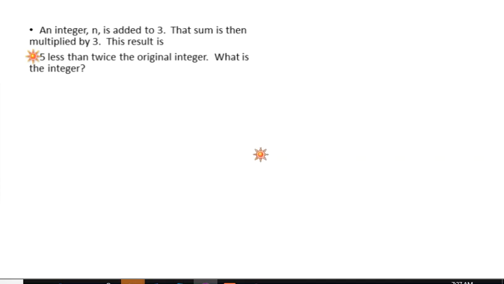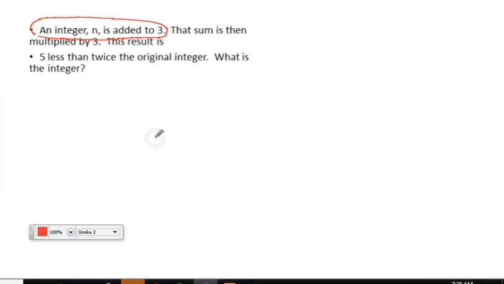Okay, we can do this. So let's just take it one step at a time. So an integer n is added to 3. Let's just write this part first. Okay, that wasn't so bad. So we did this part: an integer n is added to 3.